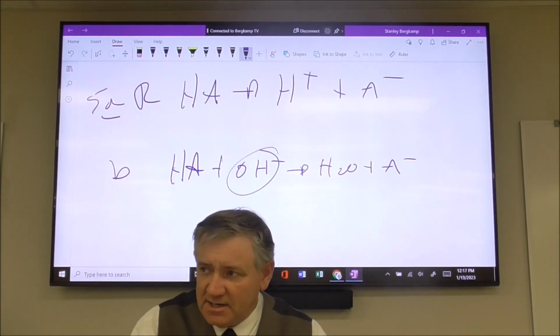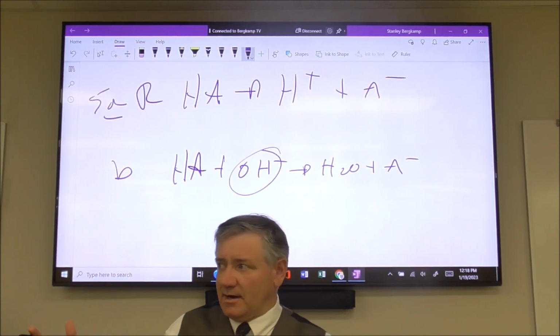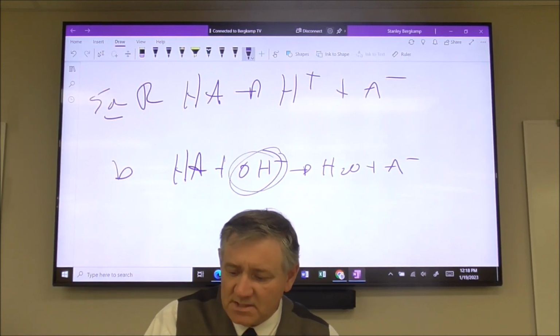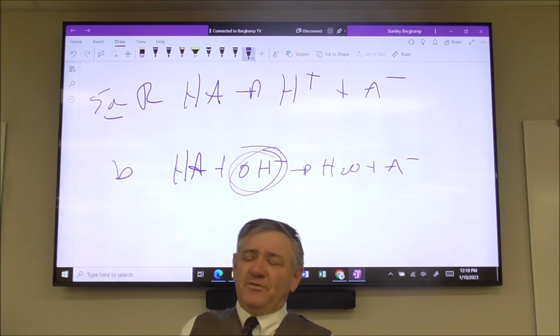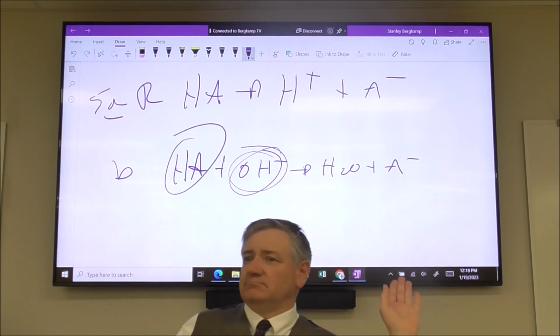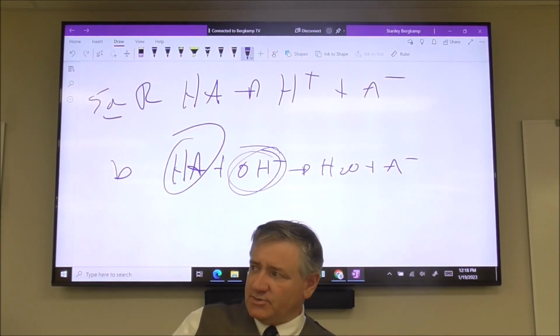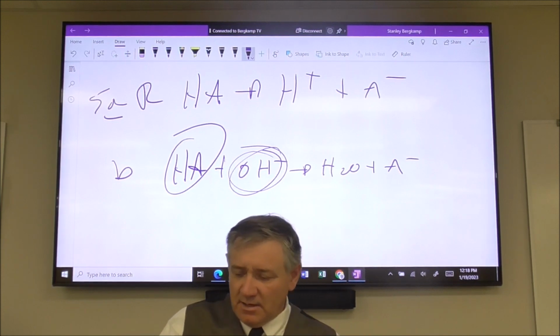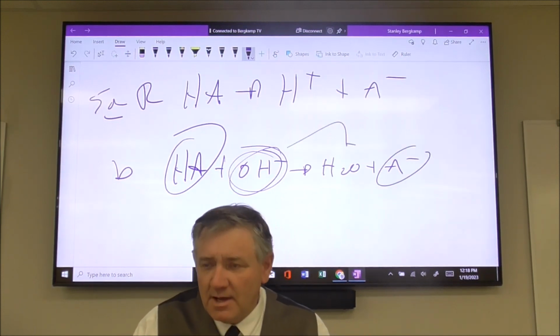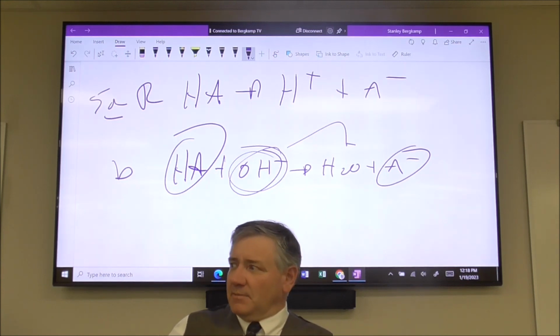So the hydroxide is like the proton bully, much more a bully than the anion. The hydroxide walks up to the hydrogen and says, give us a proton. This has no chance, no chance. It is going to give up that proton because that hydroxide is such a strong base. So you're going to form this water, and the anion is going to go, well, I guess I'll go out here and chill out by myself.